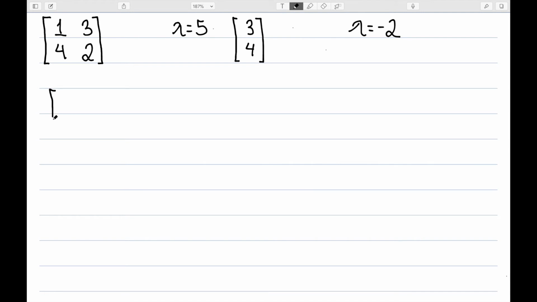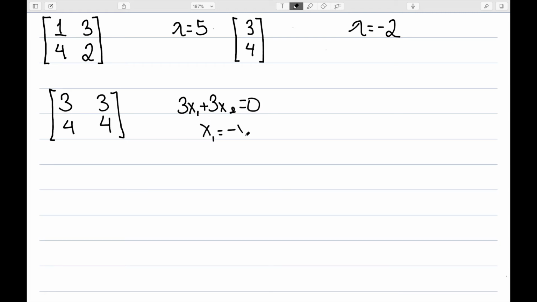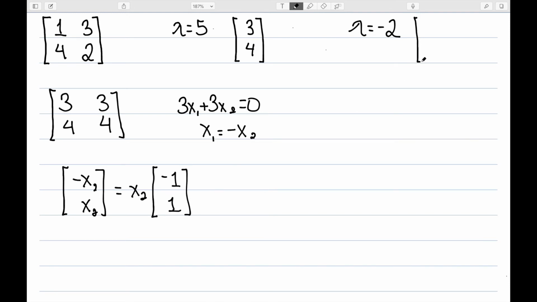Now I'm going to do lambda equal to negative 2. So I have 1 minus negative 2 is 3, 3, 4, and 2 minus negative 2 is 4. When I write my equation, I have 3x1 plus 3x2 equal to 0. And solving this gives me x1 equal to minus x2. So when I write my vector, I have an equation for x1, and x2 is a free variable. We factor out our free variable, and we get negative 1, 1. So that's my eigenvector for negative 2, would be negative 1, 1.